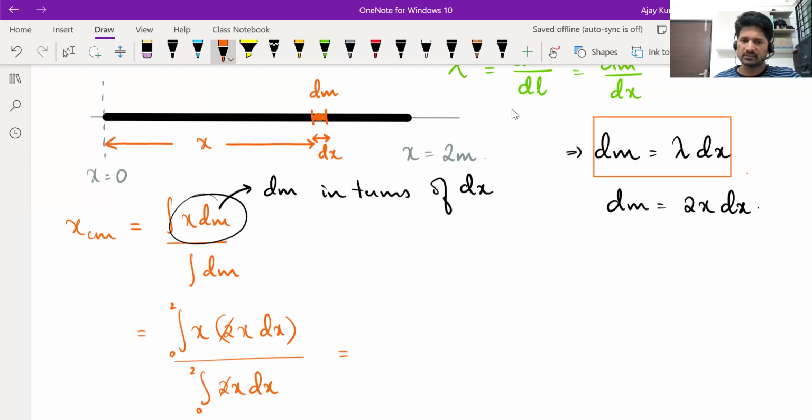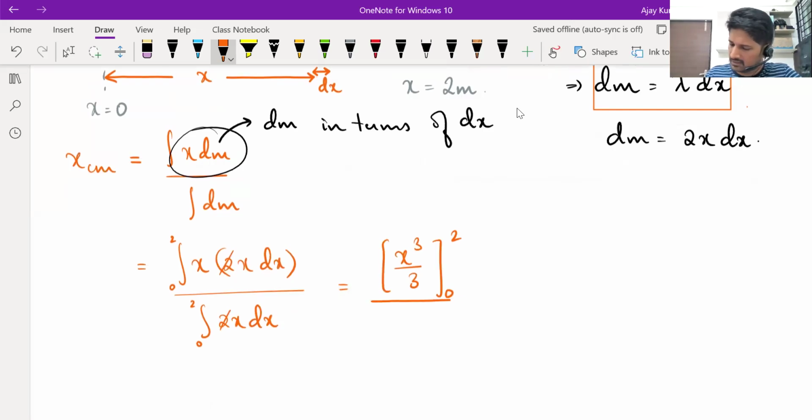Pawan, tell me what is integral x square dx? X cube by 3. So the numerator becomes x cube by 3 with limits from 0 to 2. We still have to substitute that. Divided by denominator, which is integral x dx. Aishwarya, what is integral x dx? Sir, x square by 2. X square by 2. Substitute limit 0 to 2.